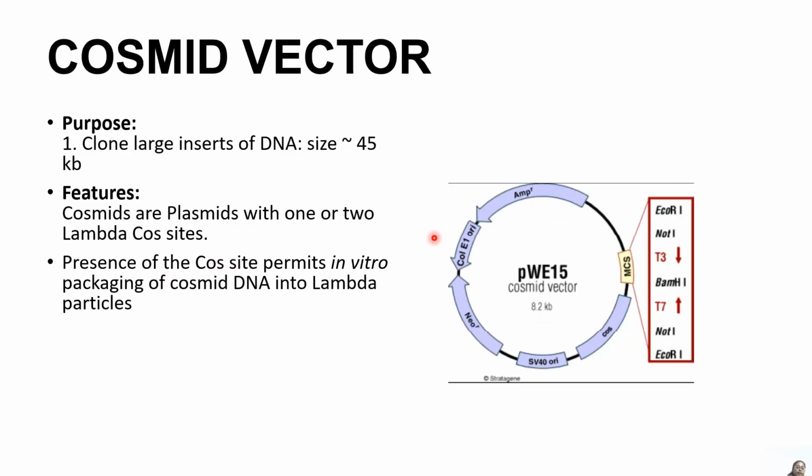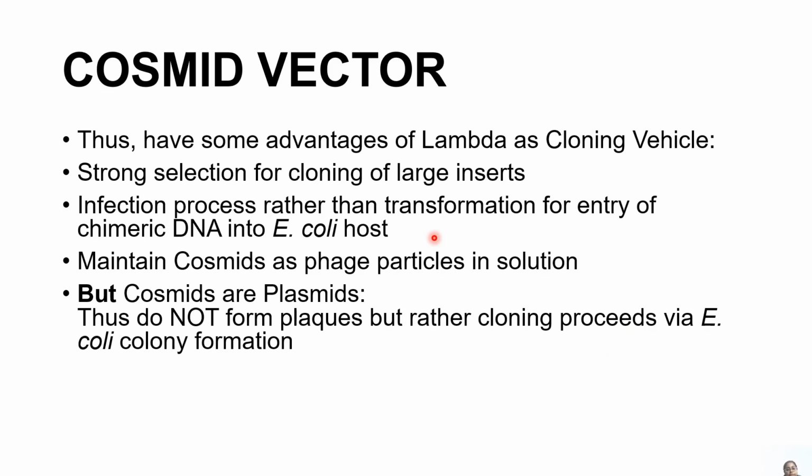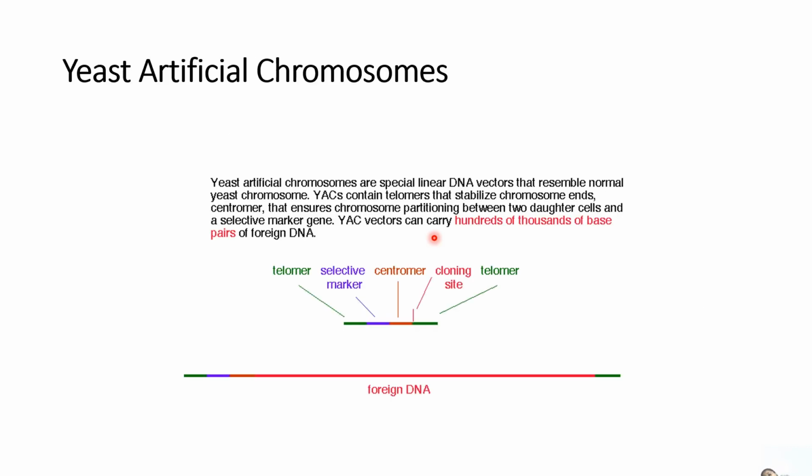We have the cosmid vector. It can clone large inserts of DNA, size 45 kb. These are plasmids with one or two lambda cos sites, and the presence of the cos site permits in vitro packaging of cosmid DNA into lambda particles. So they have some advantages of lambda as a cloning vehicle: strong selection for cloning of large inserts, and an infection process rather than transformation for entry of chimeric DNA into the E. coli host. So they can maintain cosmids as stable particles in solution. But cosmids are plasmids, thus do not form plaques, but rather cloning proceeds via E. coli colony formation. Then we have the BAC and the YAC.